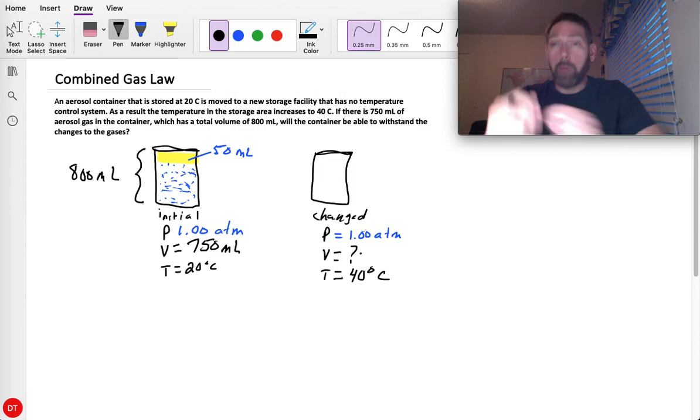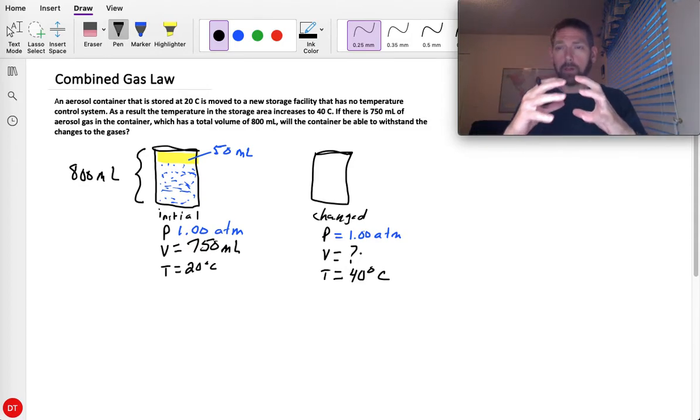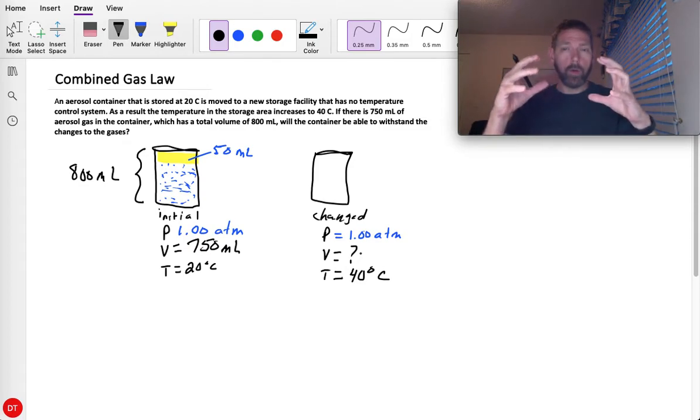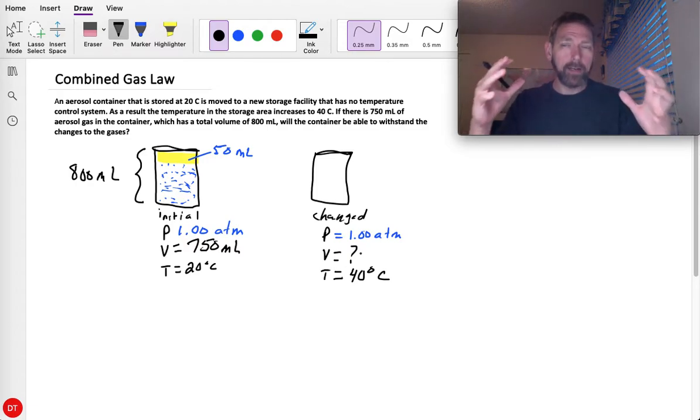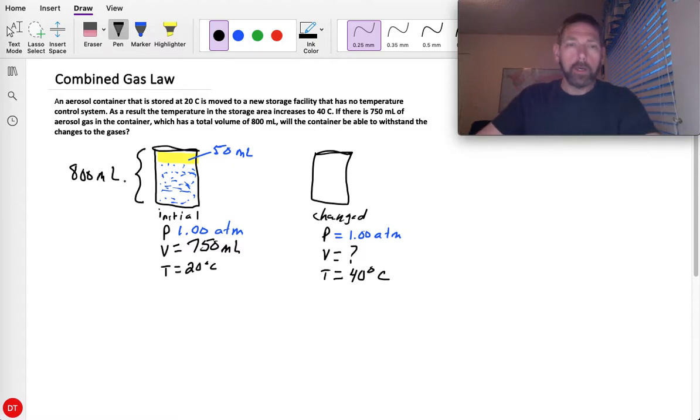And so now we realize that what we're trying to figure out is what will be the new volume of space required for 750 milliliters of gas that's at 20 degrees Celsius. How much volume of space would it need if suddenly there was energy put into the system and those molecules moved faster, expanded outward? How much space would they need at 40 degrees Celsius? That's what this problem is asking us. So if this is the initial condition, this is our final condition. So everything here is a 1, everything here is a 2.